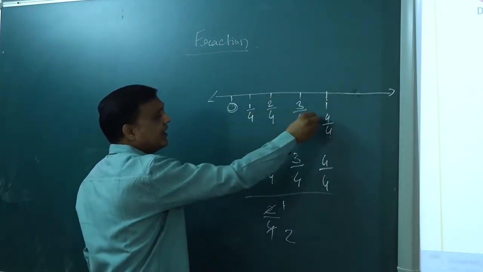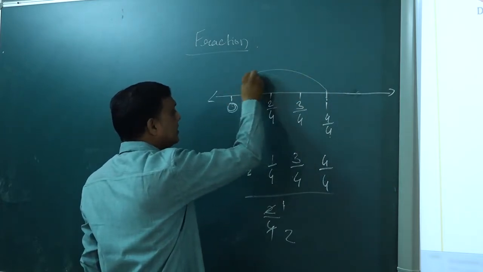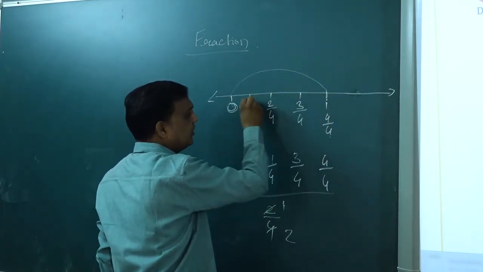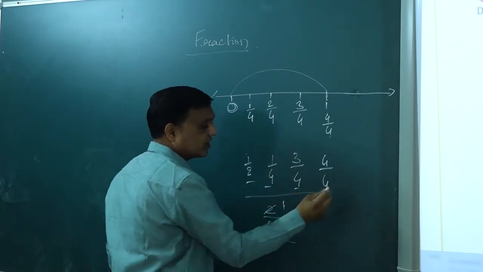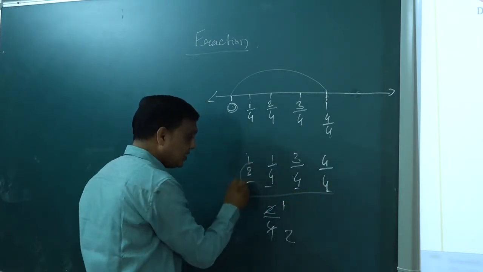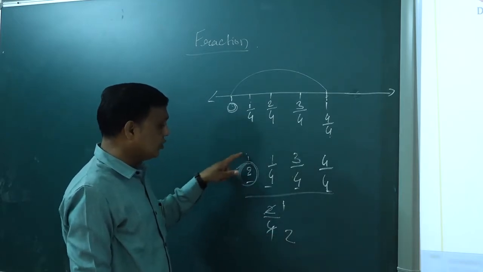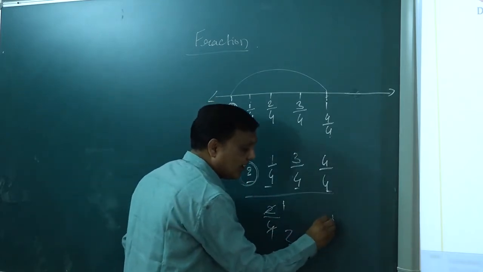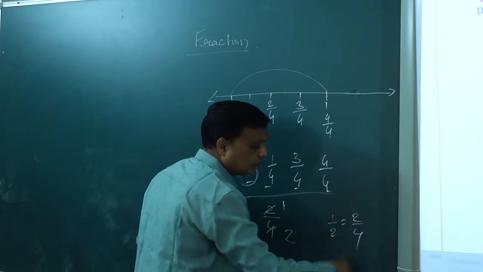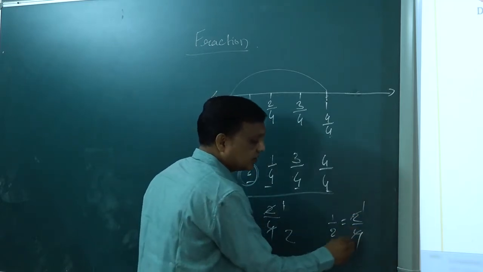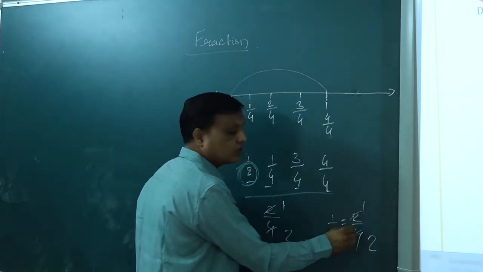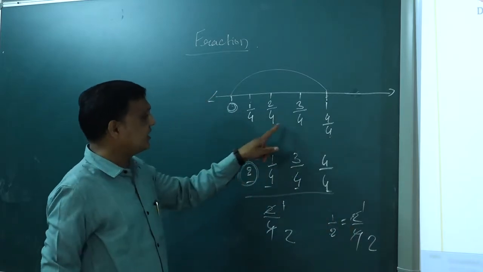In between, I have divided this 0 to 1 into 4 equal parts. Why? Because the denominator is 4. But you may be confused, sir gave 2, how did it become 4? 1 upon 2 is equal to 2 upon 4 also. How? Because 2 ones are 2, 2 twos are 4. So 1 upon 2 comes under 2 upon 4. That's why I divided it into 4 parts.